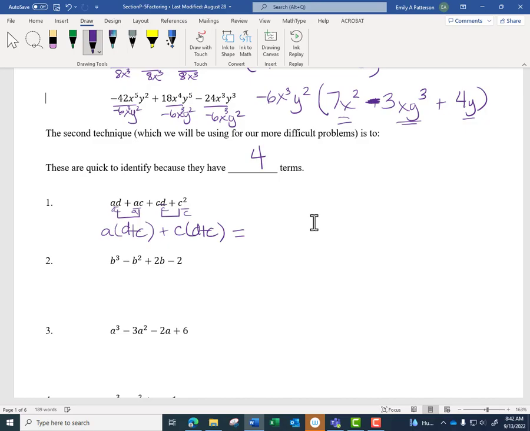Now, the technique with grouping is that when we divide by an entire quantity, I notice that this has a D plus C and that has a D plus C here as well. In the same way that we took a common number or a common variable, I'm going to take that entire common polynomial out. So what's left in this part of the polynomial is a, and over here is c. So what's left is a plus c.